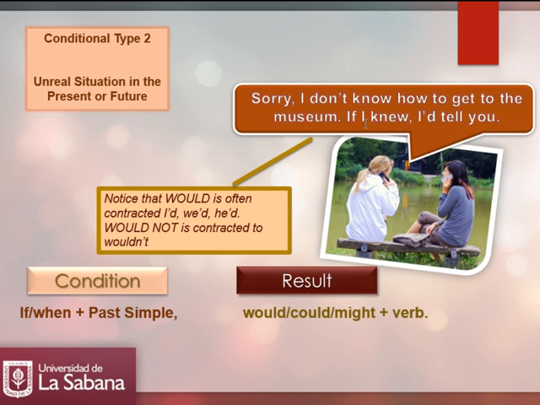Notice that in this case, even though we are talking about the present, the condition is in the past simple, if I knew. This is to show that the situation is unreal. And in the result clause, we use would, or could, or might, and the base verb.